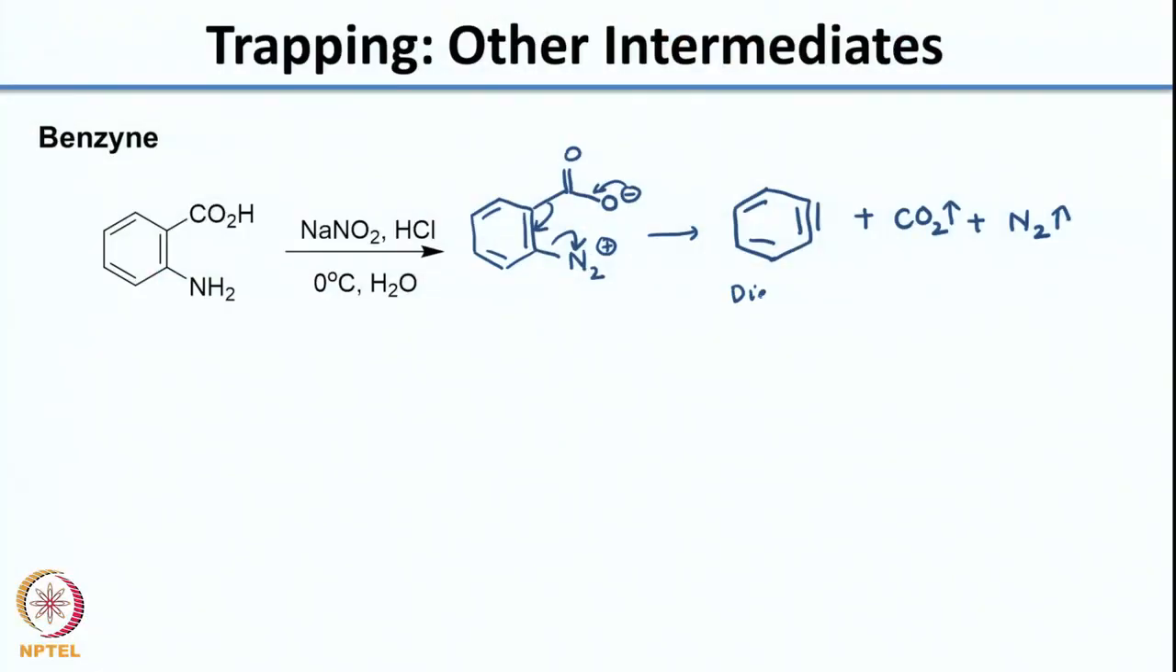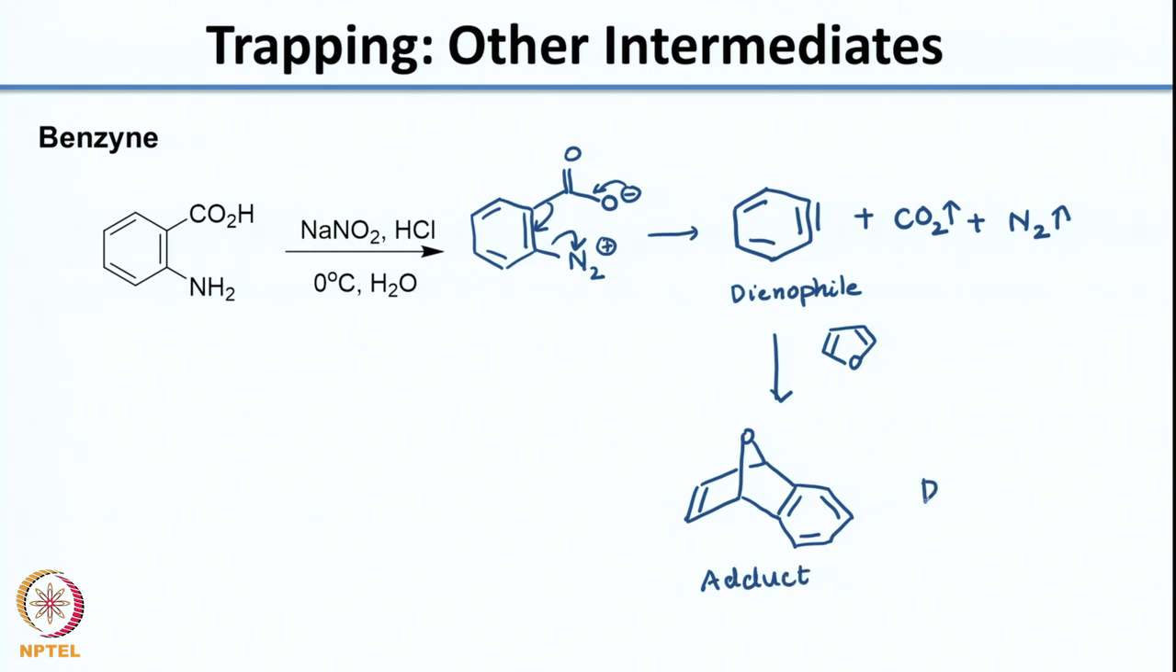But benzyne is also a very good dienophile for the Diels-Alder reaction. So if you react this with a highly reactive diene, you will be able to form the Diels-Alder adduct. And what has been used to trap the benzyne is furan. So the adduct that you form would be this. So this would be the adduct that you form.